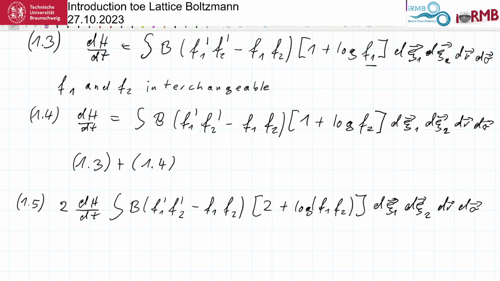And now we do another exchange. And this is kind of important and funny. Namely, we say that the collision is a symmetric operation. So whatever happens in one direction can go in the other direction.